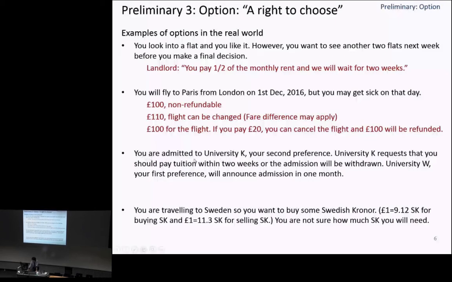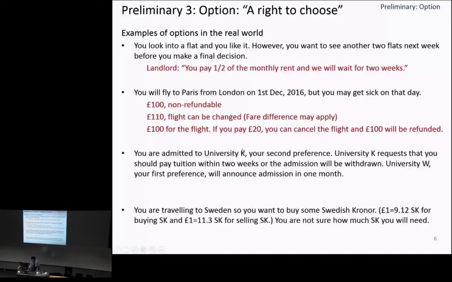Okay, third example. You are admitted to University K, which is your second preference, your second choice. You got an offer from University K. University K requests that you should pay the full tuition within 2 weeks, or the admission will be withdrawn. However, your first choice is actually University W, and University W will announce their admission result in 1 month period. Here you have another dilemma. If you don't pay the tuition to University K, and if you don't get admission from University W, you will have no place to go.